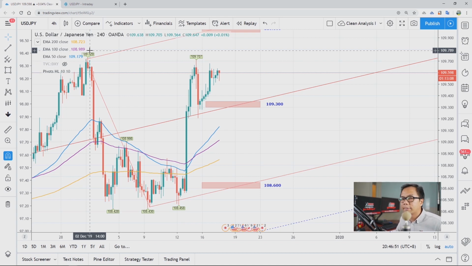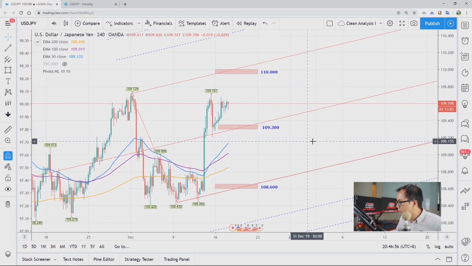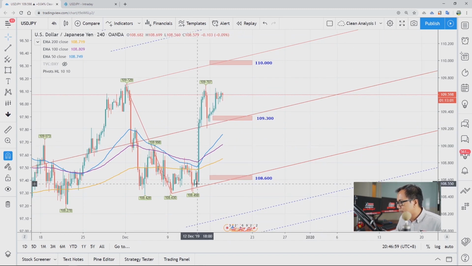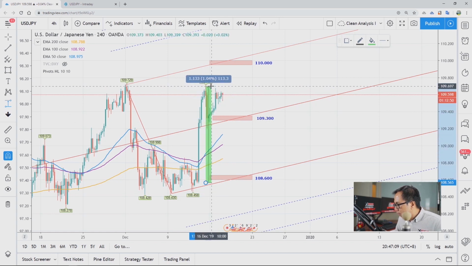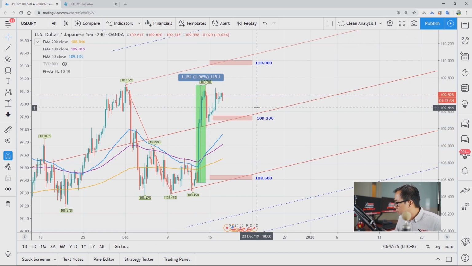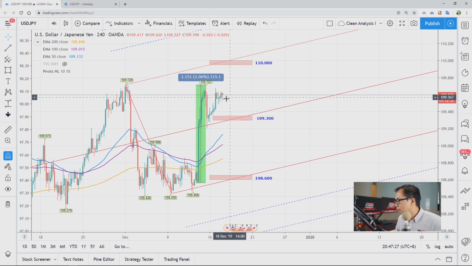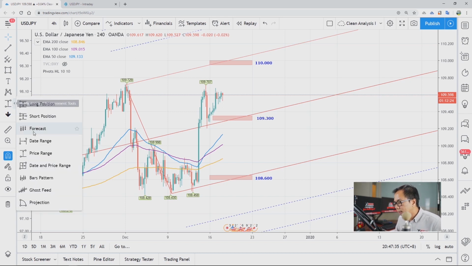Of course, let's have a look at the technical levels. We saw a jump in the dollar last week on the tweets from Donald Trump. It jumped almost 115 pips last week, and it's still hovering around 109.598 for today.